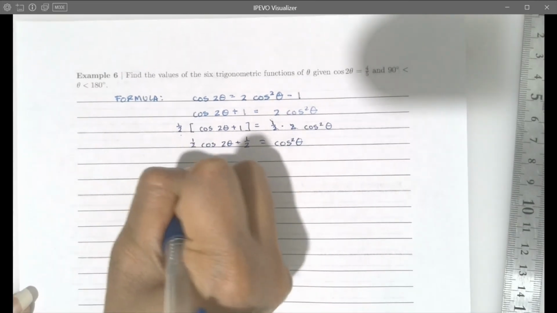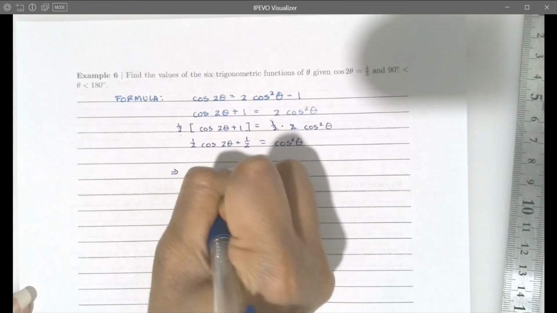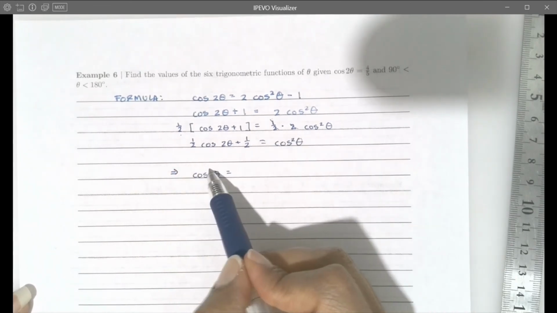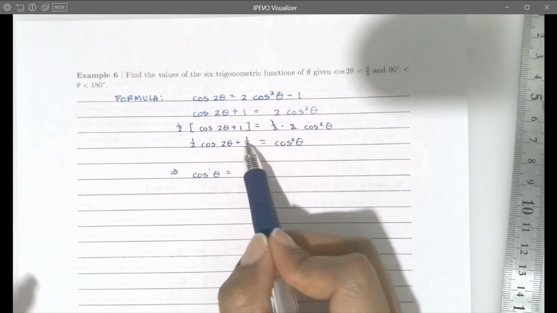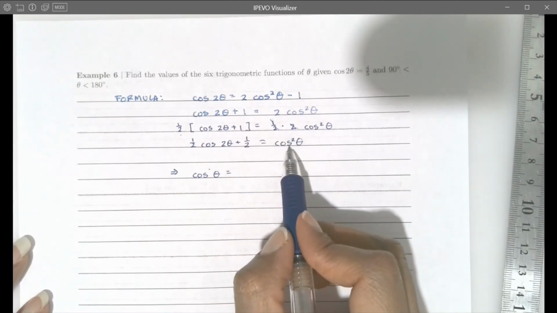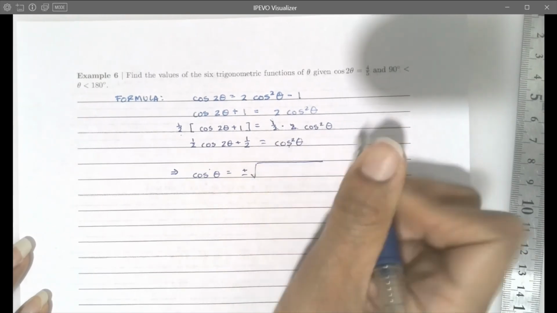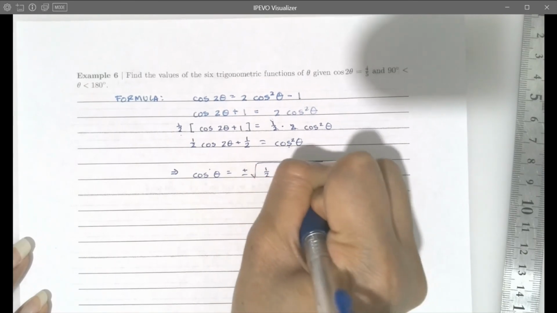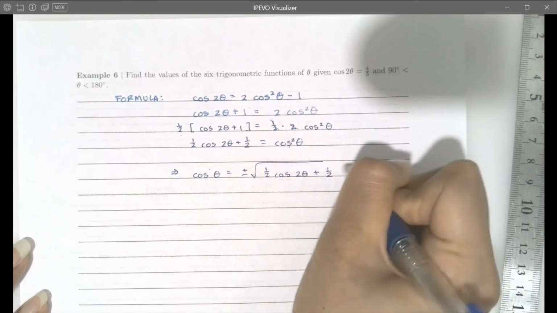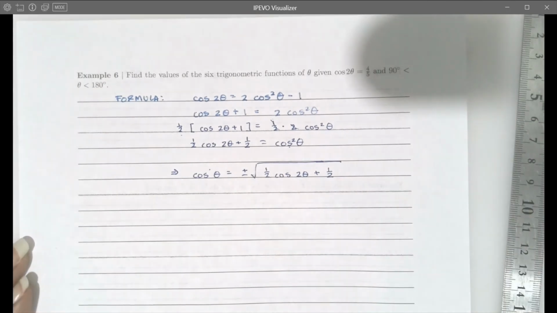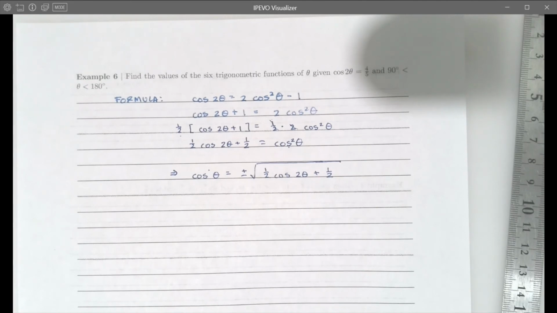Okay, we're very close now. We have cosine theta will be equal to, I'm simply rewriting, I'm switching the sides here of the equality, plus or minus square root 1/2 cosine 2 theta plus 1/2. Okay. Alright, so we're done isolating cosine. Now we can just plug in what is cosine of 2 theta, and we can also determine whether our answer will be positive or negative based on other given information.